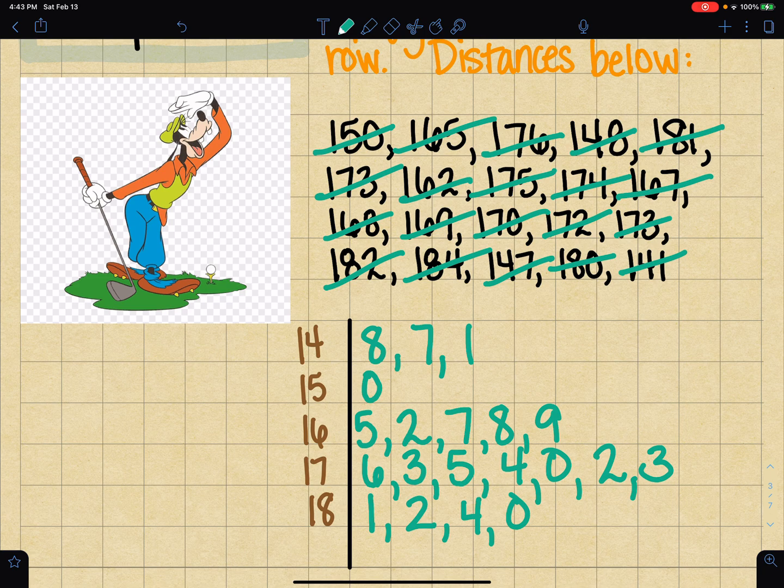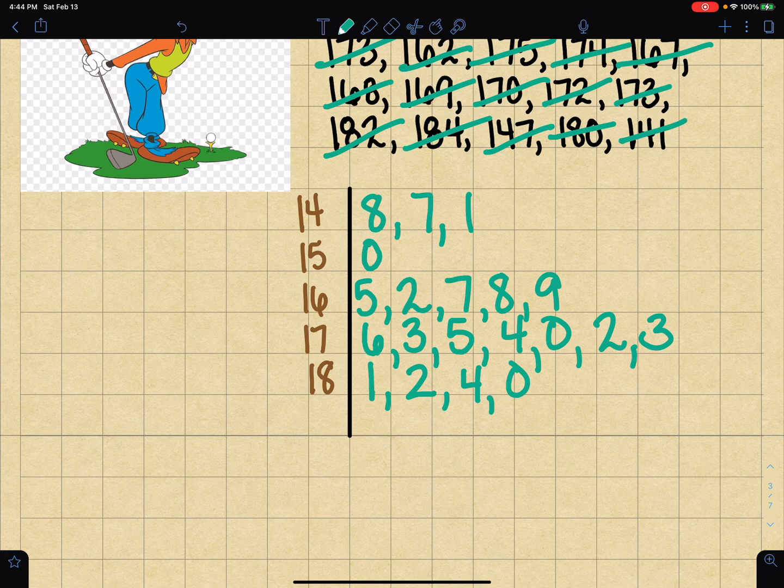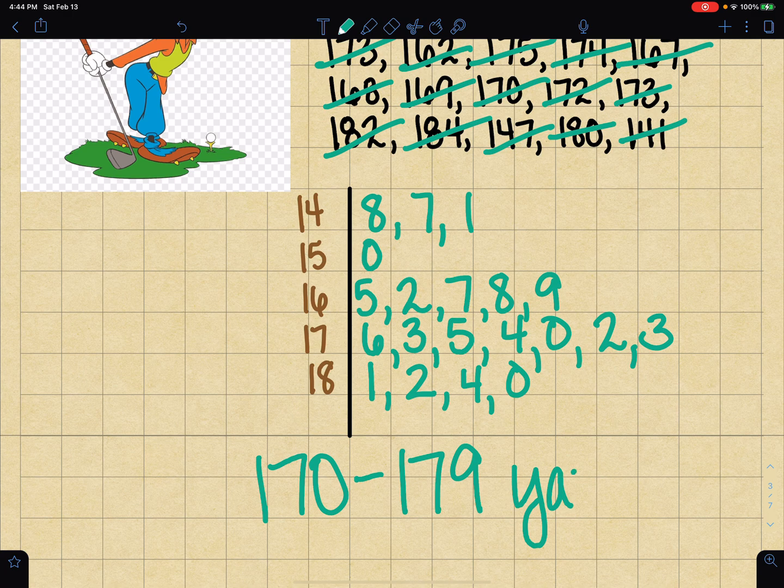But that's okay because it just asked, in which 10-yard stem did the most golf balls land? And I can see that it's in this one because I have lots of values past that 17. I have 1, 2, 3, 4, 5, 6, 7. So 7 golf balls landed here. So this is the answer. It was in the 170 to 179 yard range.